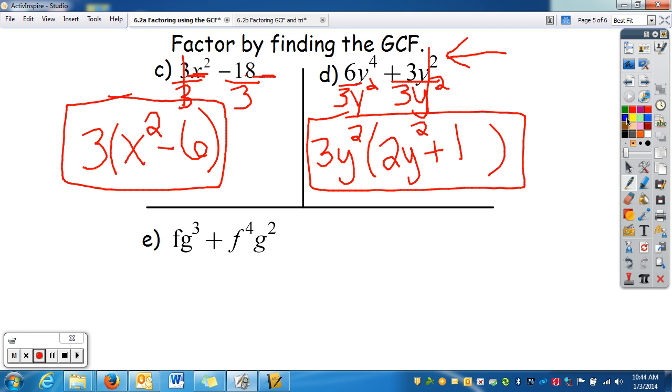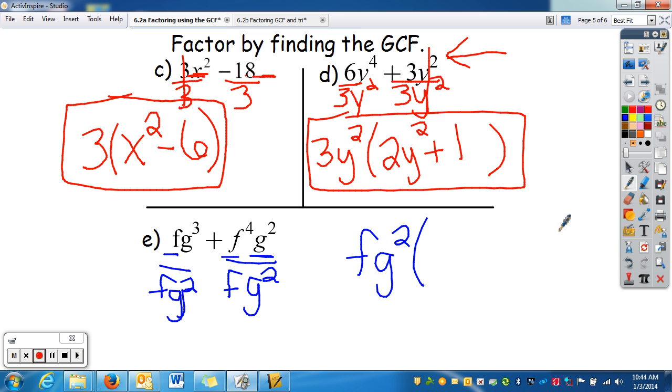Alright, so then on the last one, I don't have any numbers, but I do have variables. I look at the f. Each one has at least one f, so I can divide both of these by f. And each one has at least 2 g's, so I can divide by g squared. So f g squared is on the outside. That's my GCF. I'm going to pull it out. We can say my f's cancel. I'm left with 1g. Here one of my f's cancels, so that's f to the 3rd. And then my g's simplify out.